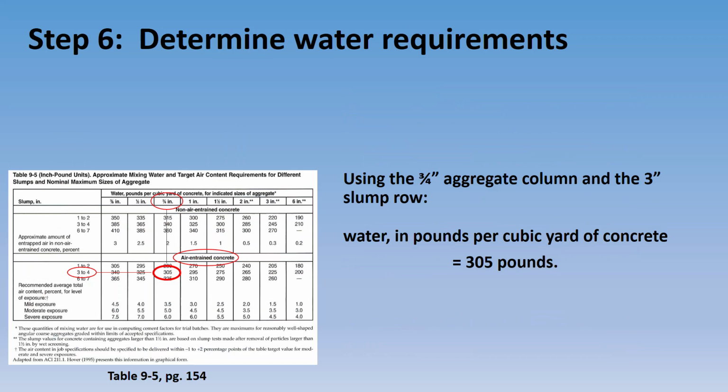Step 6 is we're going to determine the water requirements for this mix design recipe. And we're going to go back to table 9-5 on page 154. We're still in our 3/4 inch aggregate column, but now we're going to use these values up here, and these are your slump ranges. So we just said that we're going to deal with a 3-inch slump. So we're going to come over at 3 inches into the 3/4 inch aggregate column, again down here in the air entrained portion of this table, and you can see the value of 305.